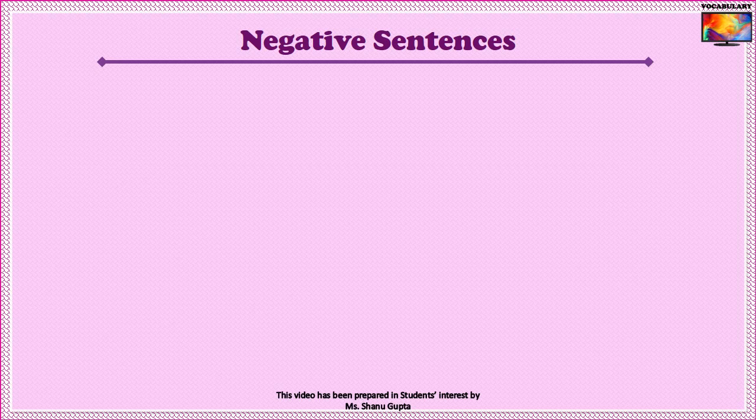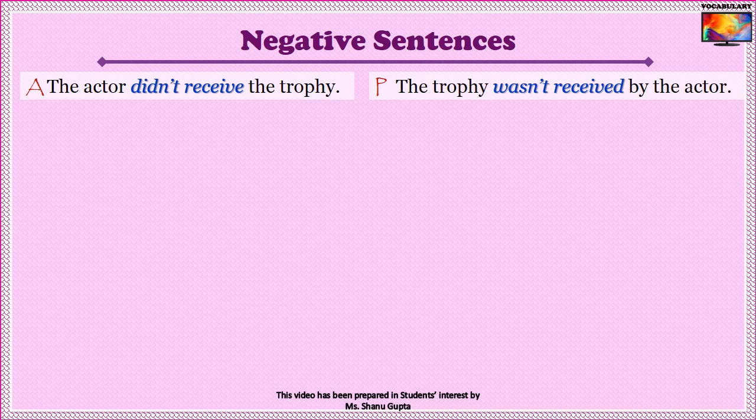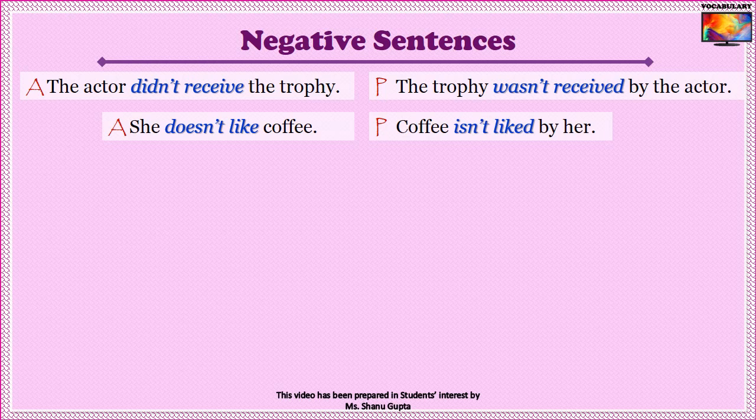Let's quickly discuss some examples for negative sentences now, which is an easy case to handle. The first sentence is, the actor didn't receive the trophy. And the passive looks like, the trophy wasn't received by the actor. The second sentence is, she does not like coffee. And the passive looks like, coffee isn't liked by her. As you would have observed, we drop the auxiliary verbs do or did in these negative sentences when we form the passive.